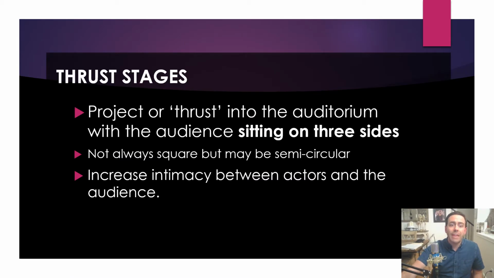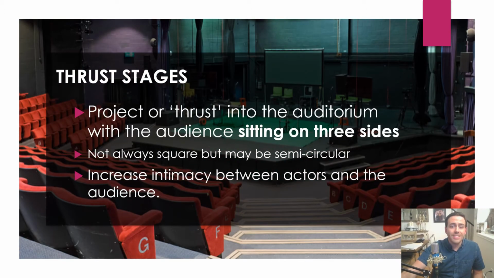And then we've also taken a look at thrust stages. Thrust stages are called thrust stages because the stage is projected out or thrust into the auditorium, which then allows the audience to sit on 3 separate sides of the stage. Now, stages like this have been built since the 1940s, and they're used really to increase the intimacy between actors and the audience by bringing the actors much closer to the people who are sitting in the audience. And it allows for much more personal, private, and much smaller scale productions, which focus more of the attention on the actor and the performance rather than, let's say, the spectacle of a large scale play.